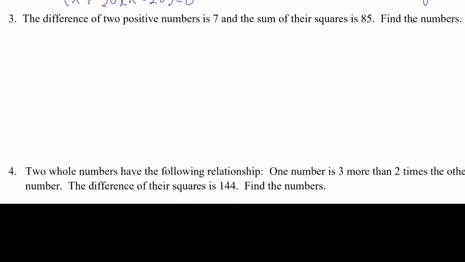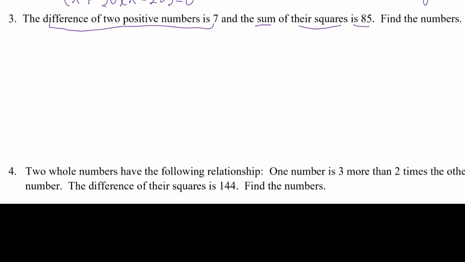Okay, let's go to number 3. This one says the difference of two positive numbers is 7. The sum of their squares is 85. So these aren't consecutive odd or even numbers necessarily. You just know you have two numbers whose difference is 7, and then the sum of their squares is 85.